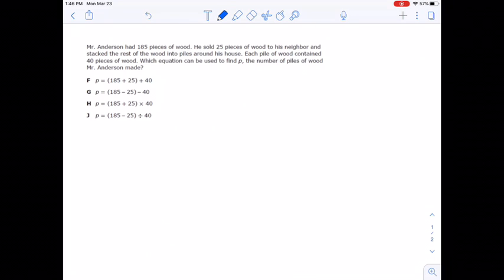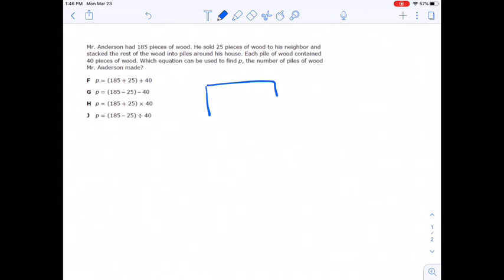So we've got that. He stacked the rest of the wood into piles around his house. So he had this big pile of wood. He sold some of it. And then he took the rest of the wood and he stacked it into piles. Each pile of wood contained 40 pieces of wood. Okay, I can picture that. Which equation can be used to find P, the number of piles of wood Mr. Anderson made? So let's start with a picture of this.